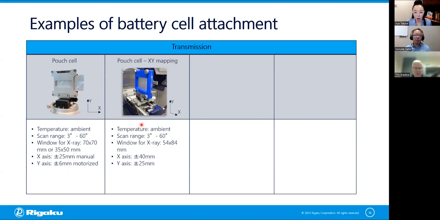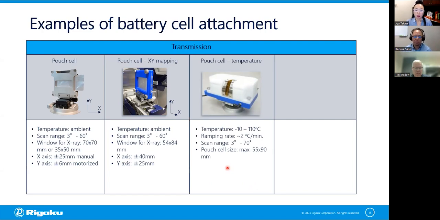Next is the pouch cell combined with a motorized XY stage. Temperature-wise, it's ambient, and the scan range is the same as the single point pouch cell. The window for X-ray is a little different from the single point, which is 54 by 84. Along the X direction you can move plus minus 40 millimeter, and in the Y direction plus minus 25 millimeter. Then the temperature controlled pouch cell. You can control temperature from negative 10 degrees Celsius up to positive 110 degrees Celsius. The ramping rate is maximum 2 degrees Celsius per minute. Scan range for X-ray diffraction is between 3 and 70 degrees. And the maximum pouch sample size is 55 by 90 millimeter.